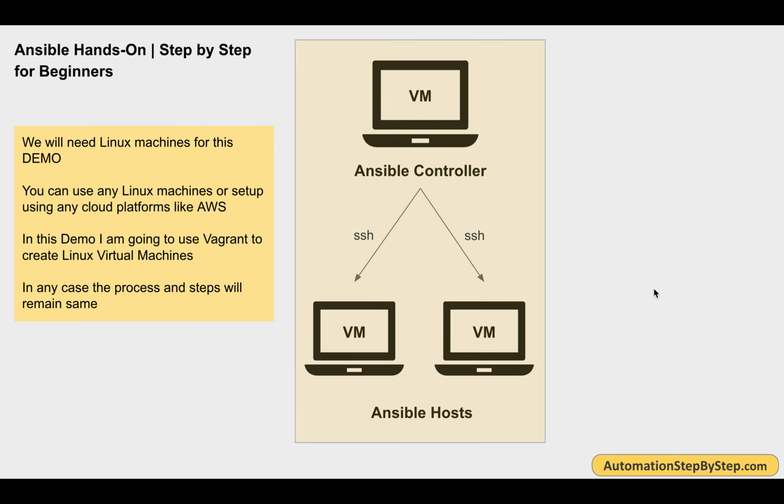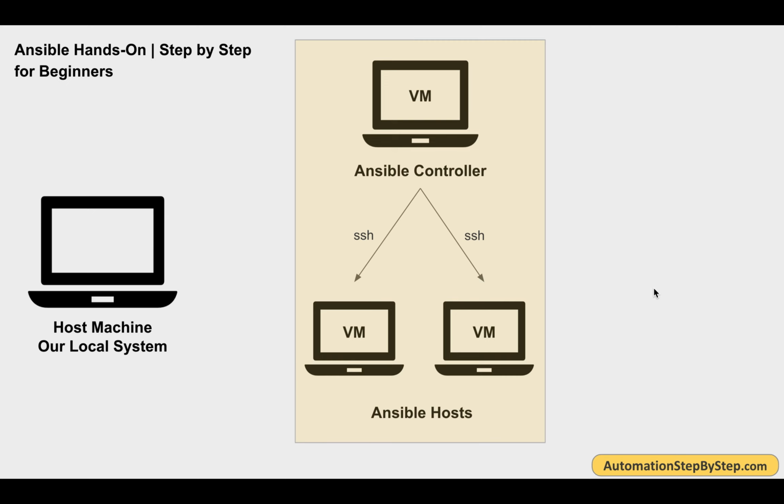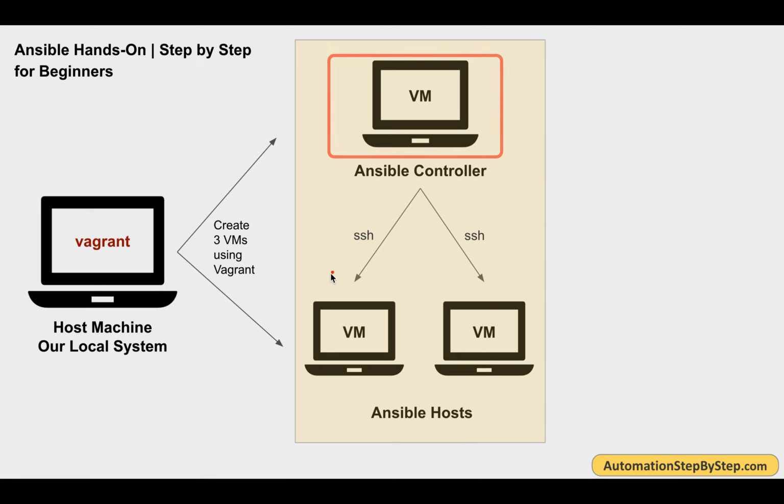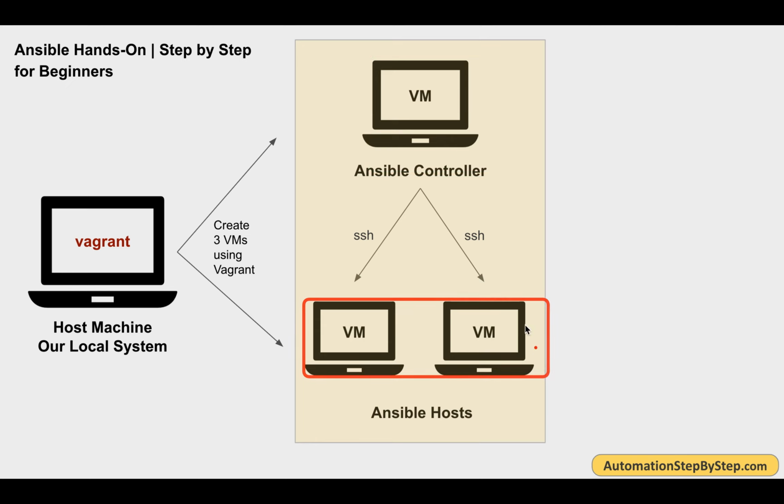All right, so this is what we are going to do. In my case, this is my local machine where I am working. This is my host machine. Here I am going to install Vagrant, and then using Vagrant I am going to create these three virtual machines, and then we are going to make one of them the controller and the other two hosts, and then we are going to do the Ansible demo here.